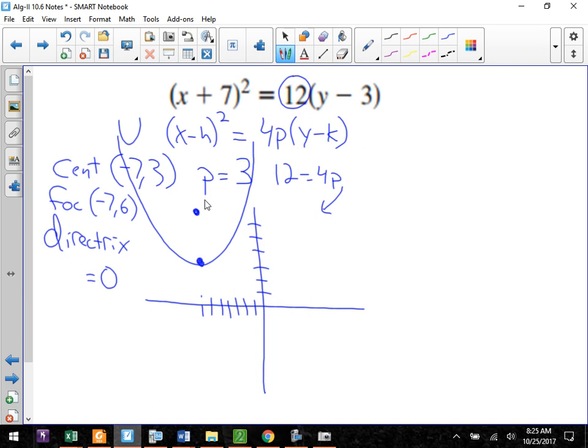Now, the directrix is moving from left to right. So, what's the equation of a horizontal line? And that's how we go. Not so terrible? Yeah, that's why I showed that one first.